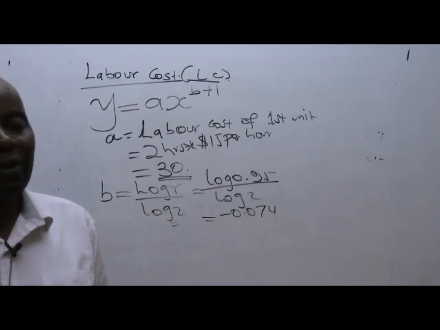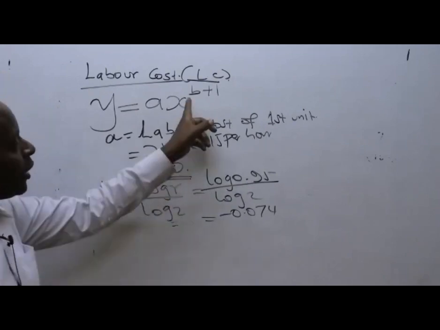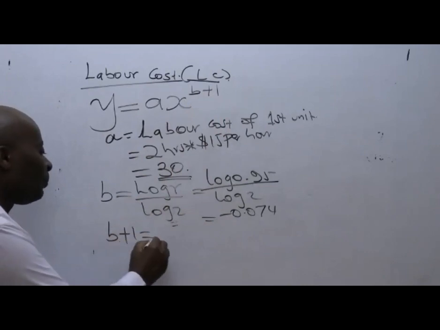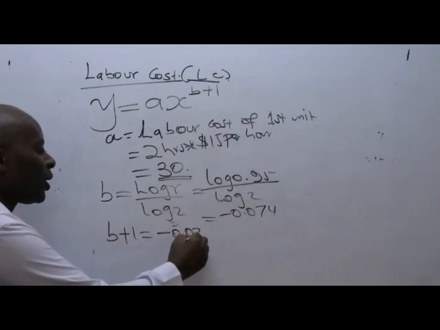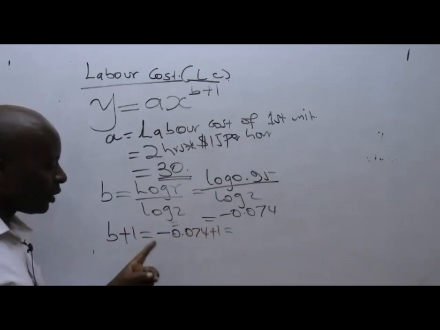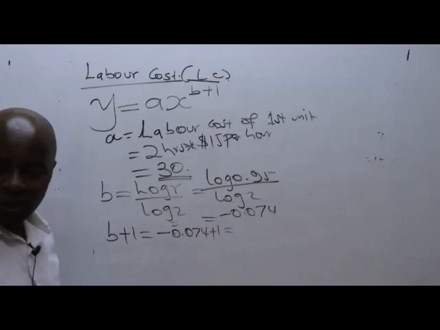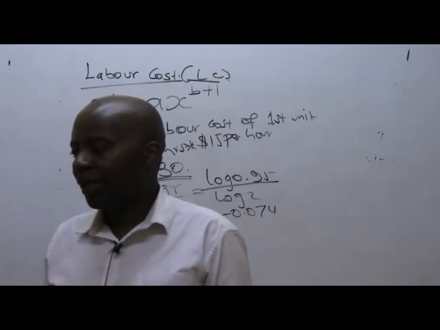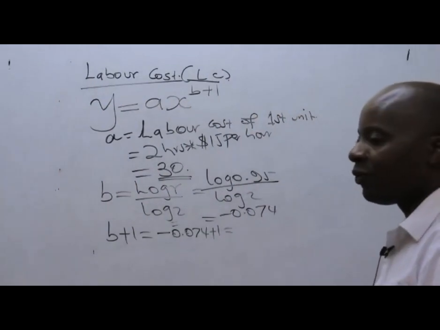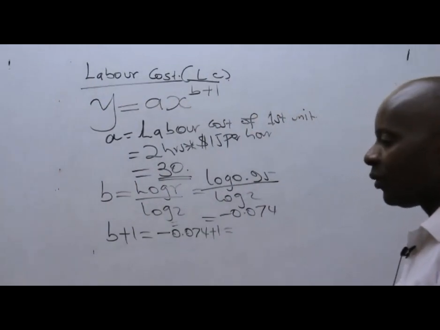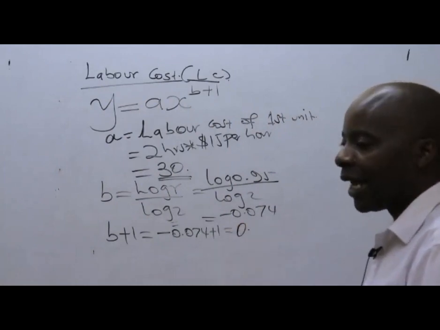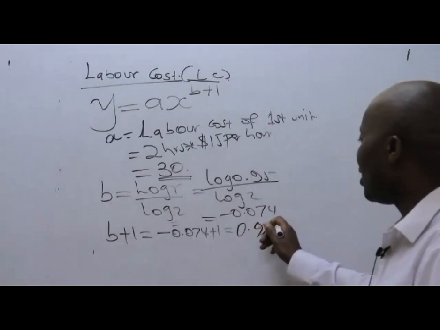Ladies and gentlemen, the moment you give me B, I know as per the exponent we want to give them B plus 1. So then this will be minus 0.074 plus 1, which will end up giving us what figure? Minus 0.074 plus 1. What figure do we have here, somebody? 0.926. Thank you very much, Lucy.